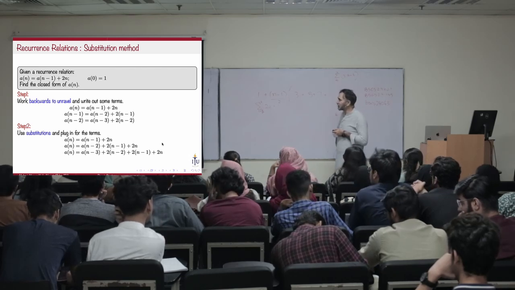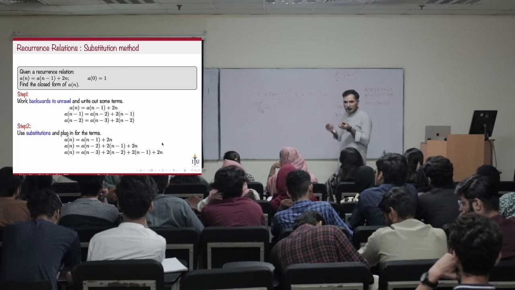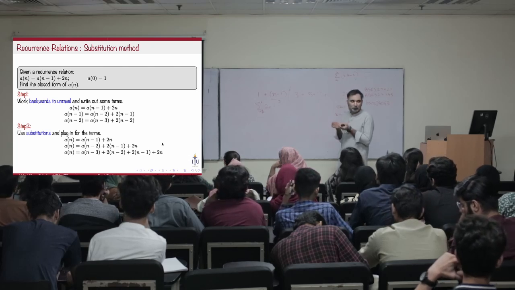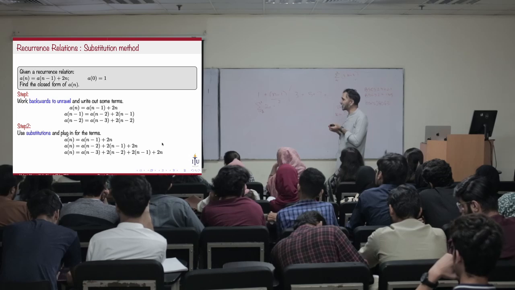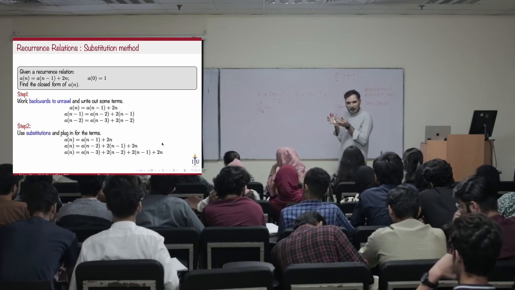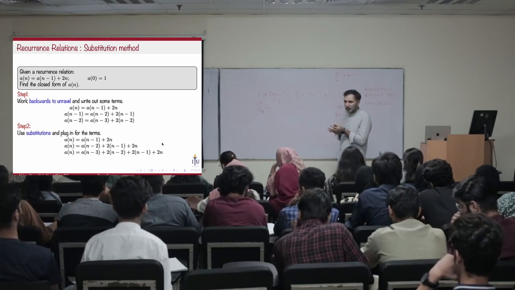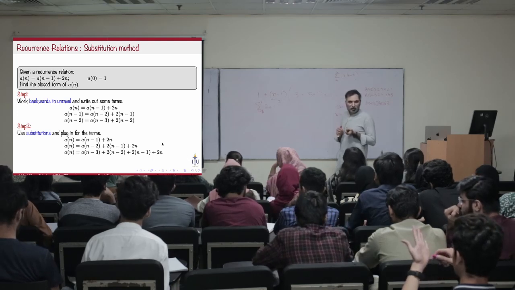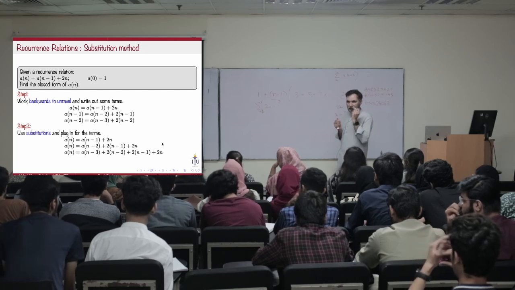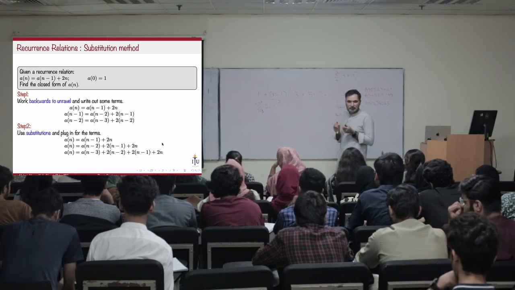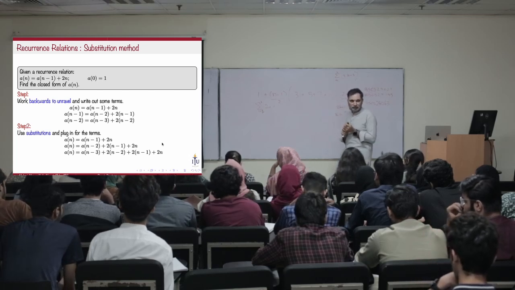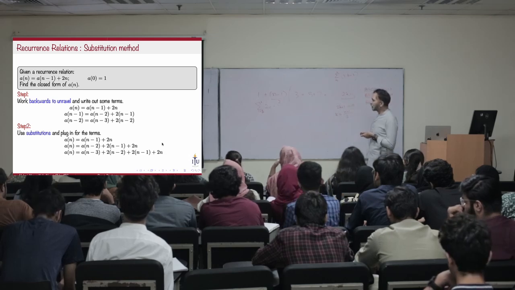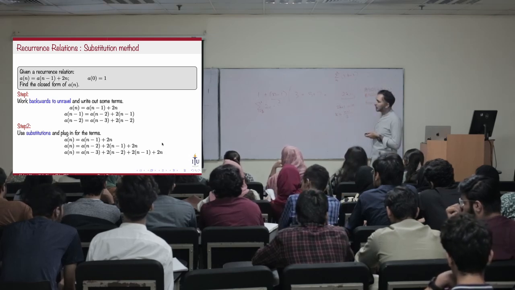If you look carefully, what this is saying is that your algorithm, when given input of size n, spends a linear amount of time, which is 2 times n, and then it recursively calls itself on a list of size n minus 1. Okay, so let's see how it works.